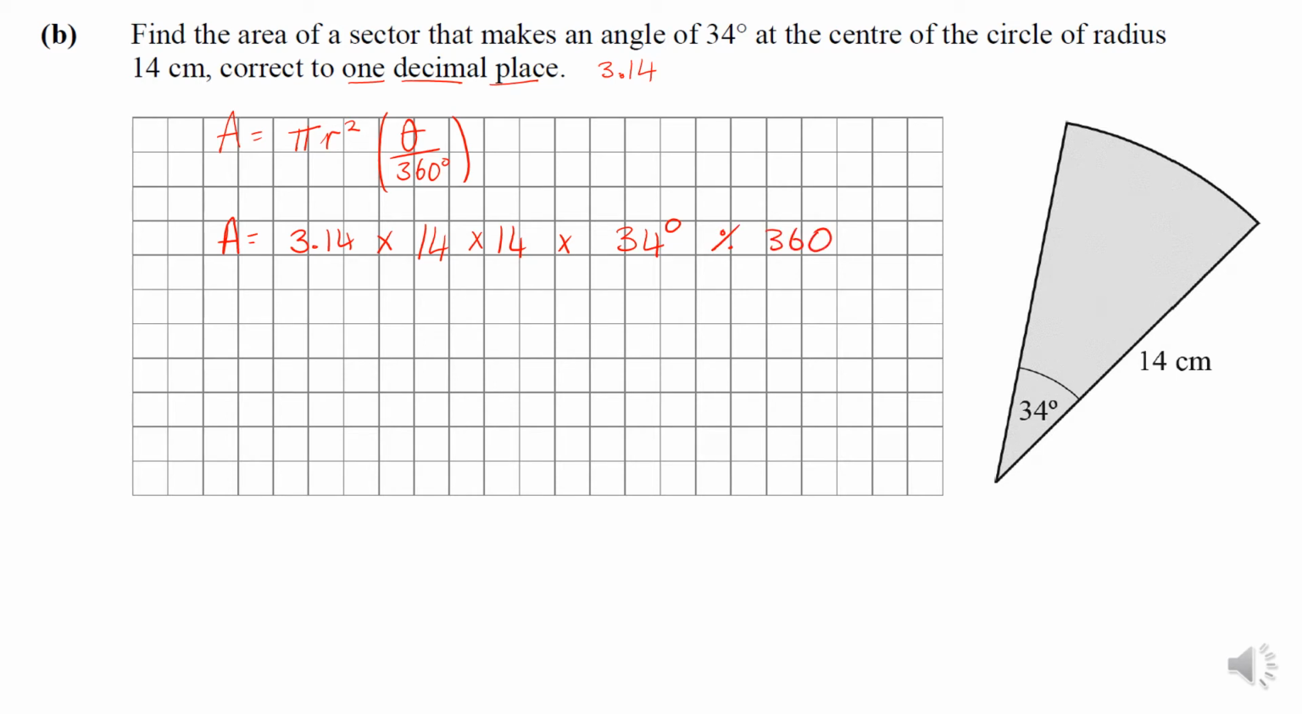There are a number of different ways you could have written that out, but this is how we're going to calculate it. So into the calculator, 3.14 times 14 times 14 times 34, and divide it by 360. And so I get 58.1.